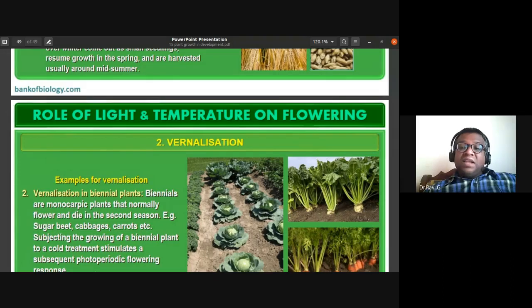We had discussed that in gibberellins. Gibberellins can induce bolting and flowering in vernalized plants. Or here, if these biennial plants are exposed to lower temperatures, it induces them to undergo a subsequent photoperiodic flowering response.